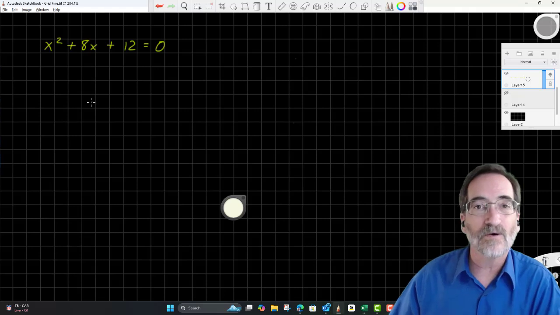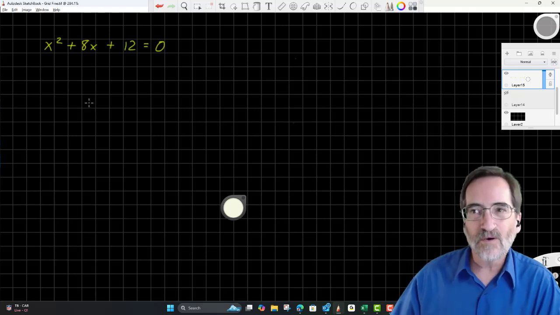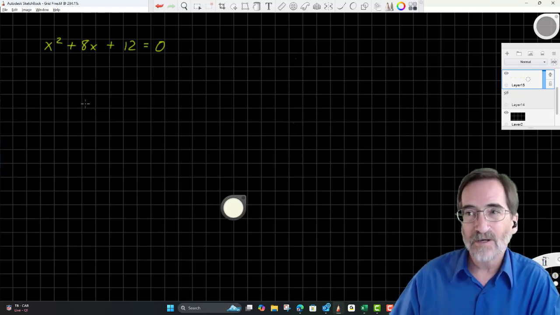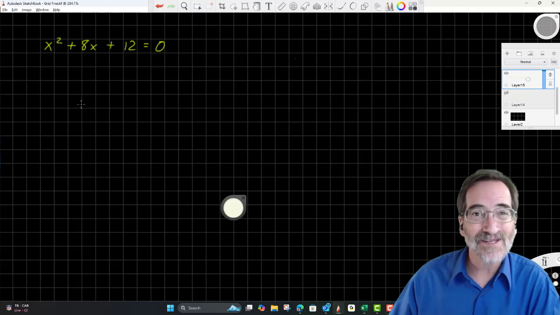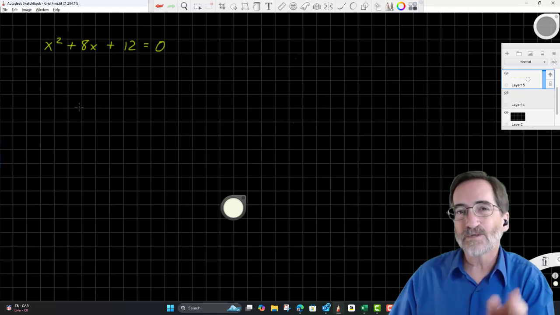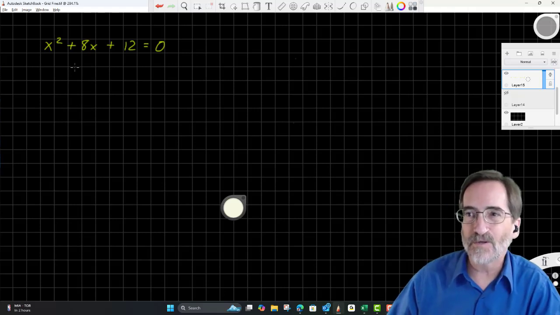It's a method called completing the square. You may recall we can solve this by factoring, right? Look for factors of 12 that add to 8. You may recognize that 2 and 6 work: 2 times 6 makes 12, and 2 plus 6 makes 8. But we're going to use the completing the square method. So the completing the square method is this.